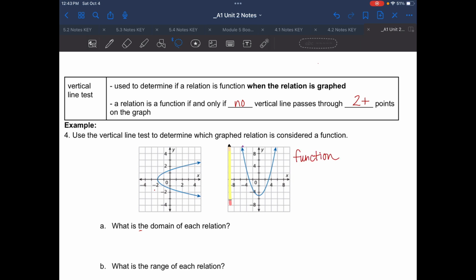Now, if we go to the second one, and I drag my pencil across, right away when I get to a point there, I'm hitting 2 points on the graph at the same time. And I'm going to keep doing that all the way across. I'm hitting 2 points. Okay? That tells me this is not a function.